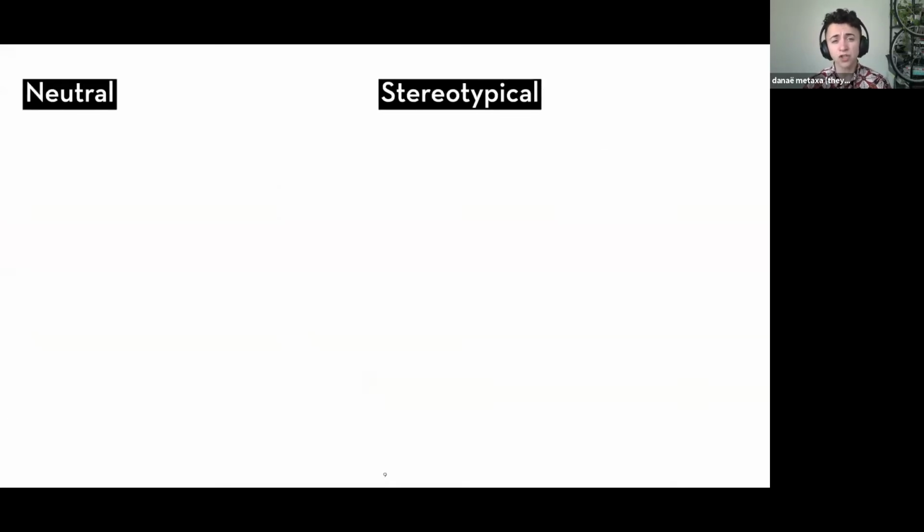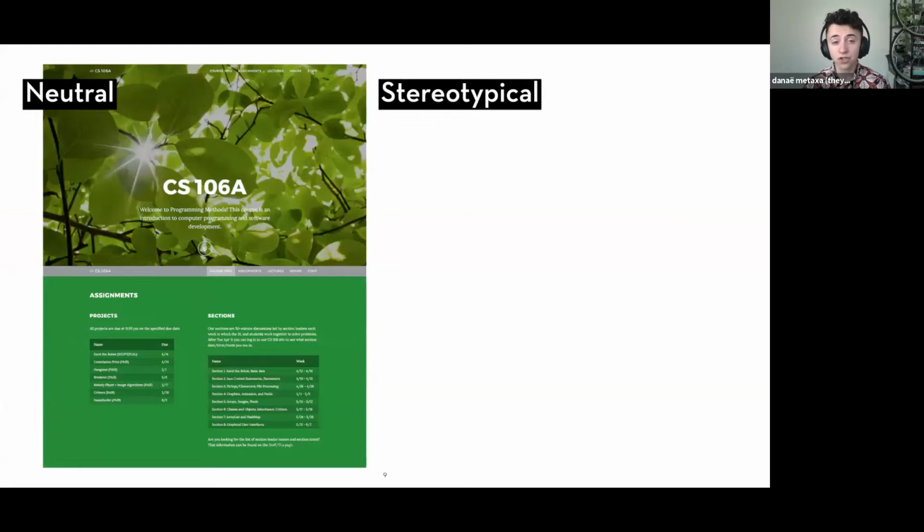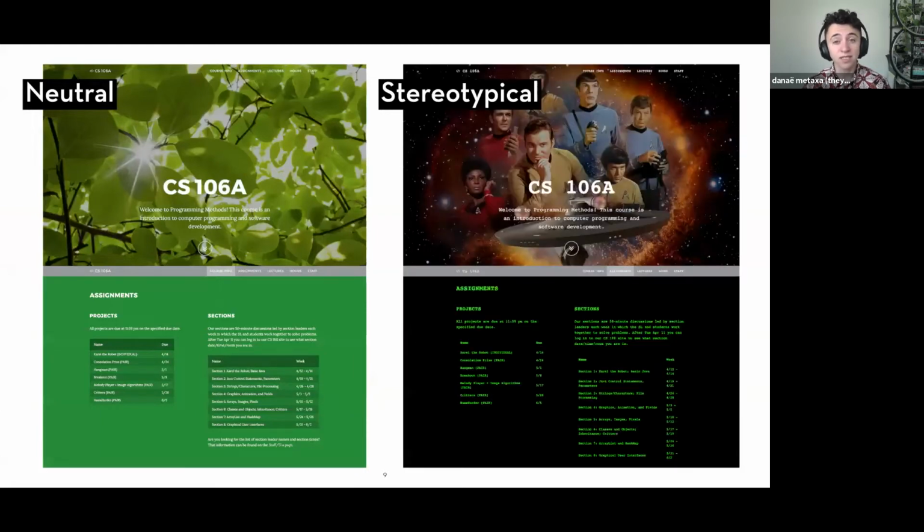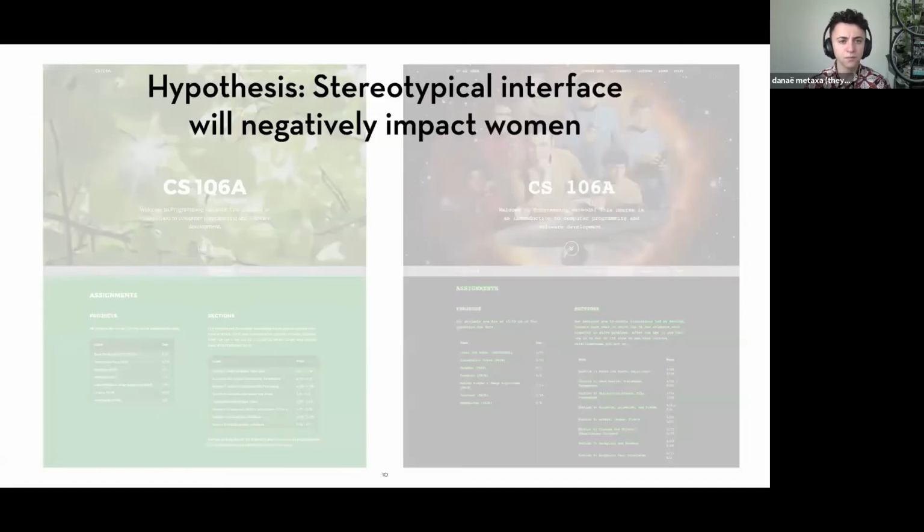So I designed two versions of the same course webpage for an introductory computer science course at Stanford, where I was doing my PhD. The first used neutral imagery and the second one stereotypical imagery. Both of these were designed and pre-tested to look appealing and engaging to students, and the content on the pages was identical, so I only changed the aesthetic design.